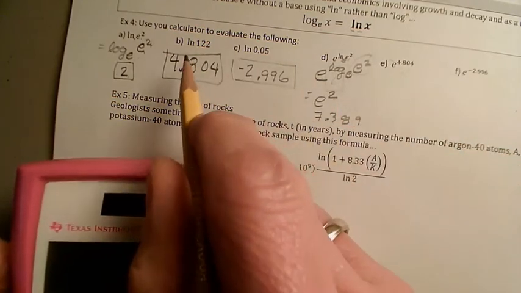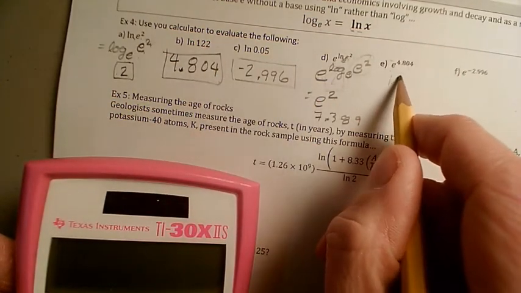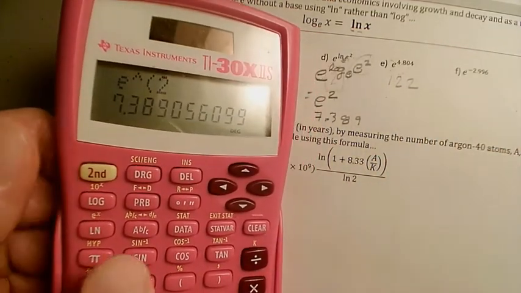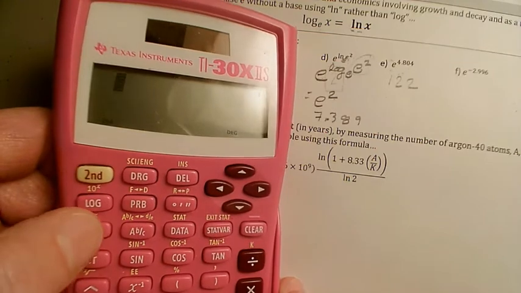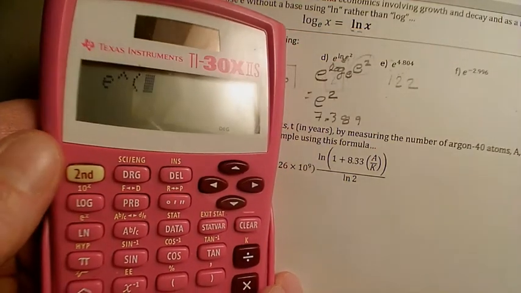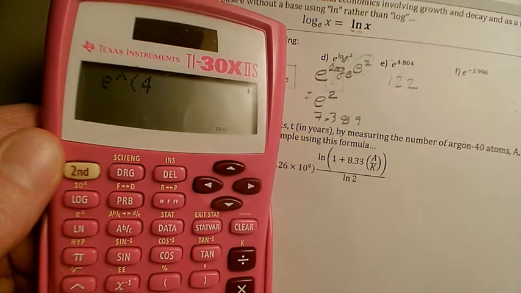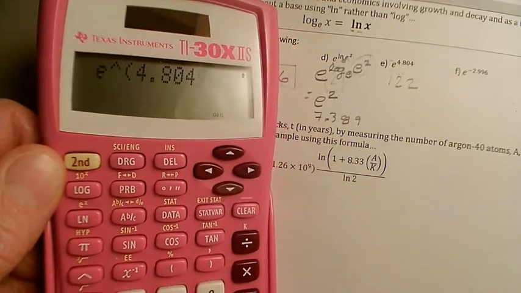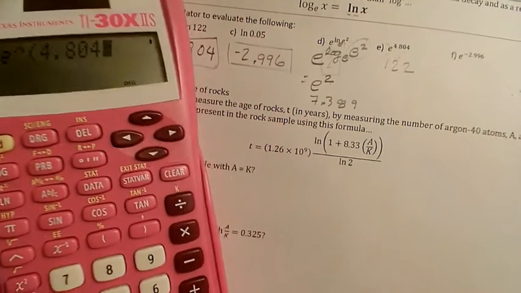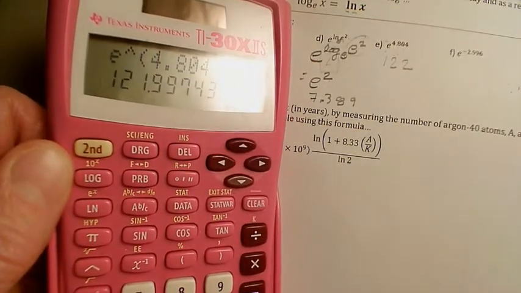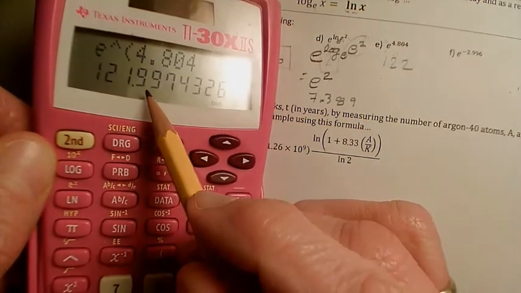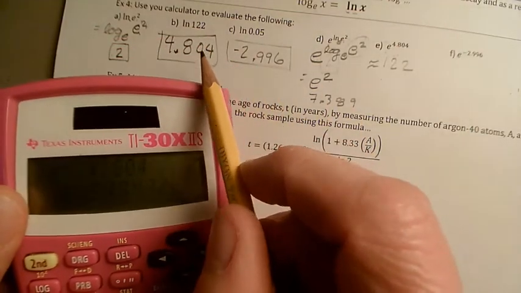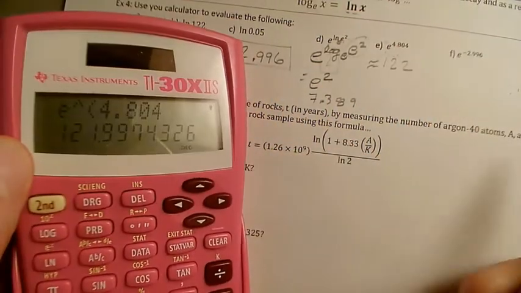Okay, so this one, we should see that this is probably equal to 122, or approximately. But let's go ahead and check it out. So we clear it, and we do second natural log, which gives us our E raised to the, and we want 4.804, and we should get something close to 122. And we get 121.99. So yeah, approximately. Again, this was not an exact number here. We rounded here. So of course we're going to get a little bit of round off error.